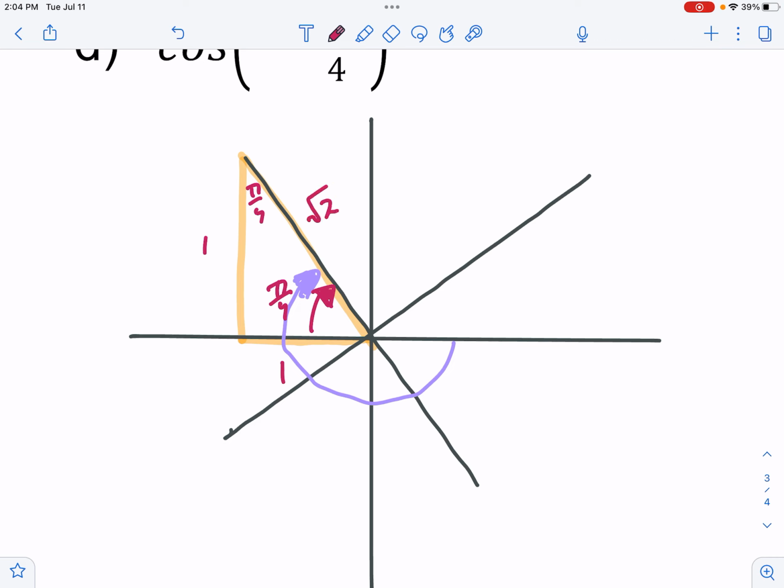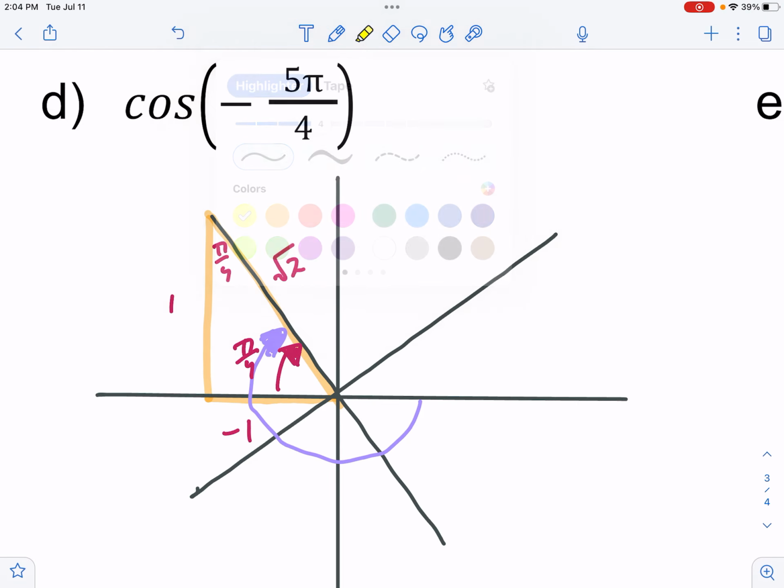We ask ourselves, should any of those numbers be negative? Hypotenuse is never negative. Along the y-axis here, this one is positive. However, along this x-axis, it's negative, so I need to add a negative 1 there. The question is asking me for cosine. Cosine is adjacent over hypotenuse. Adjacent to my related acute angle is negative 1. And my hypotenuse is root 2. So the exact answer for cosine of negative 5 pi by 4 is negative 1 over root 2.